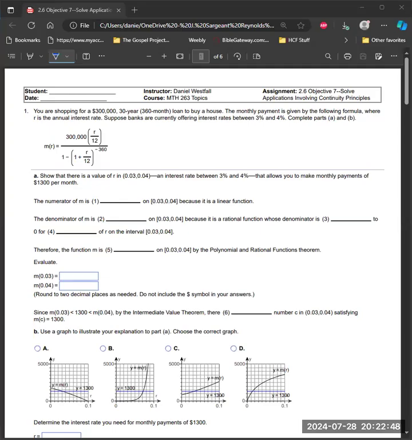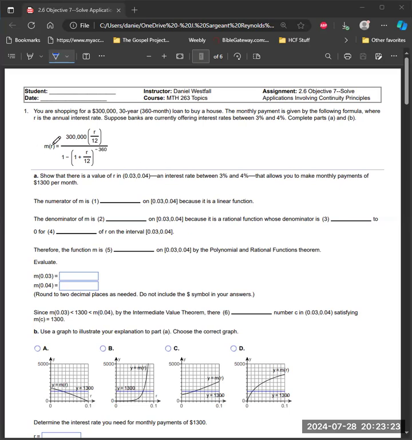In this video, we're going to talk about 2.6 Objective 7, where we solve applications involving continuity principles. Let's go ahead and look at number 1. You are shopping for a $300,000 30-year, that's a 360-month loan to buy a house. The monthly payment is given by the following formula, where R is the annual interest rate. Suppose banks are currently offering interest rates between 3% and 4%. Complete parts A and B.